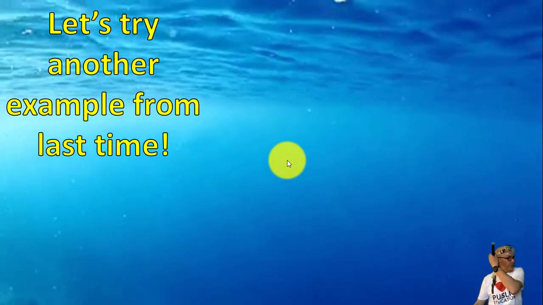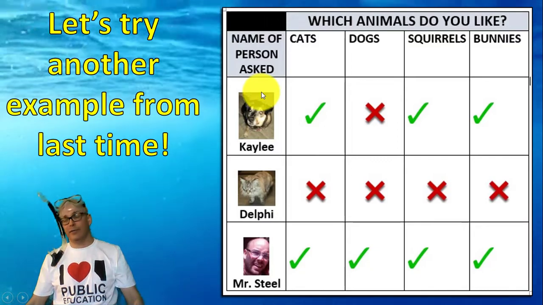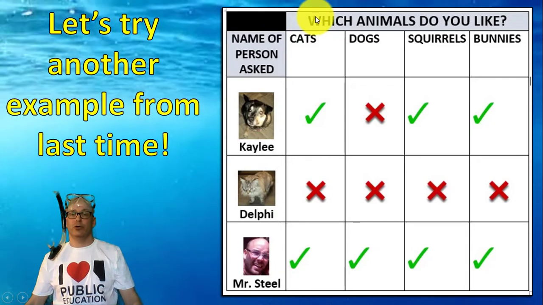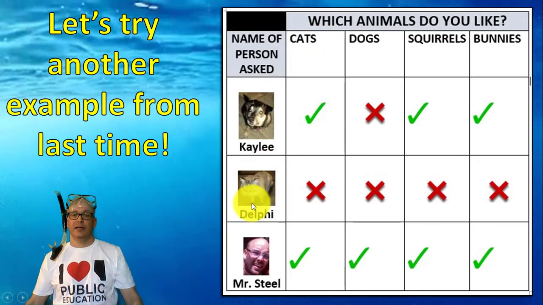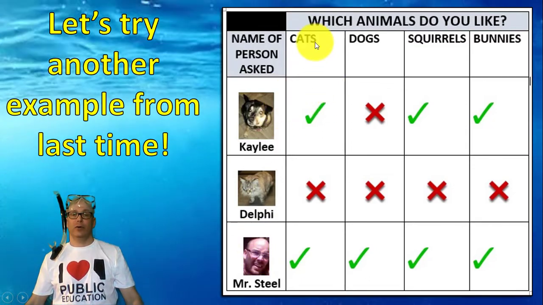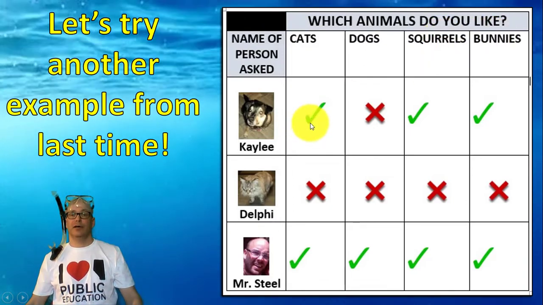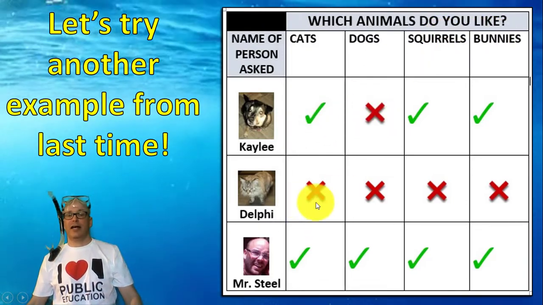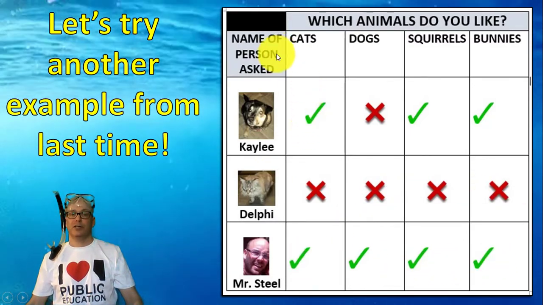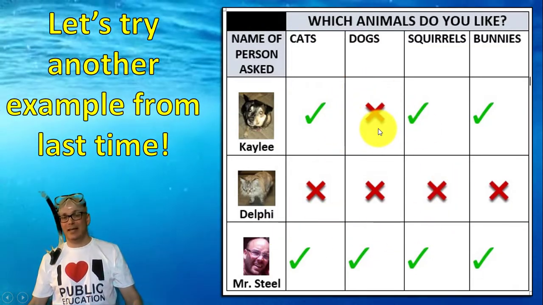Let's try another example from last time. Here is that table that we saw last time when the little baby asks which animals do you like? Kaylee and Delphi and Mr. Steele were asked whether we like cats or dogs or squirrels or bunnies. Kaylee liked everybody but dogs. The cat hates everybody and Mr. Steele likes everybody. So this is our table. And the check marks and X's, that's our data.